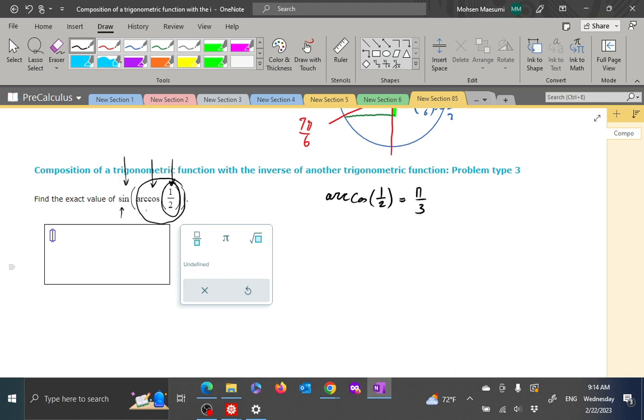So at this level it was 1/2, at that level it is pi over 3. By the time we come here, we get pi over 3. Next, you're asking what is the sine of pi over 3? So that is going to be radical 3 over 2. That's the meaning of this problem.